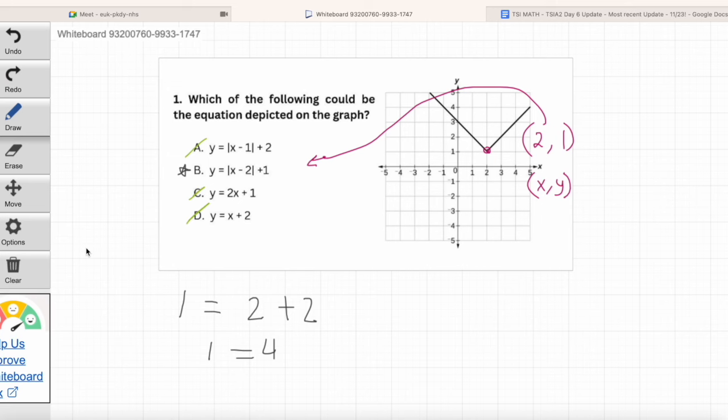A lot of students misinterpret it. They think you flip the sign, and that's only true if it's negative. That's the only time you flip the sign. But if you get something positive inside the absolute value bars, you don't make it negative. It doesn't work that way. If it's positive, keep it positive. If it's negative, make it positive.